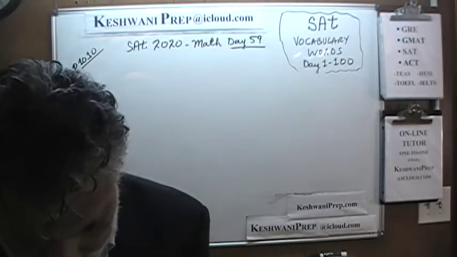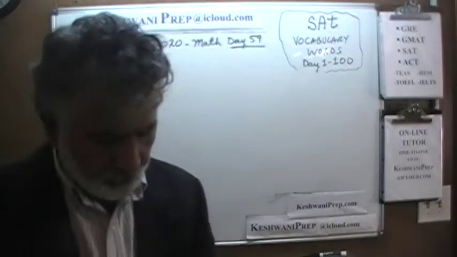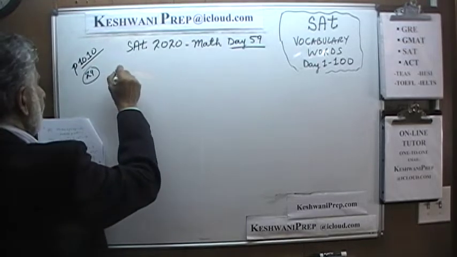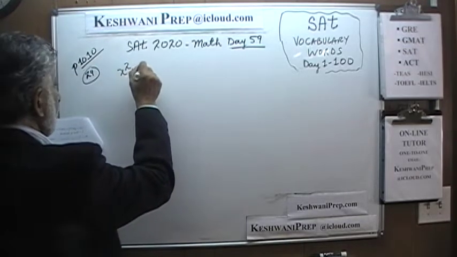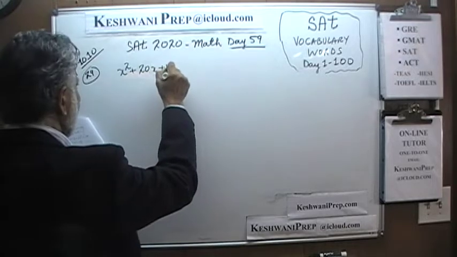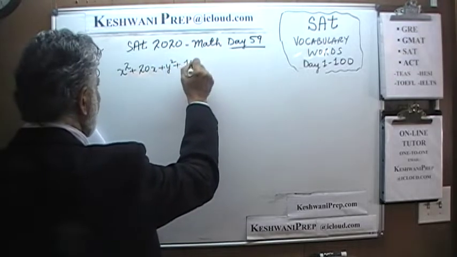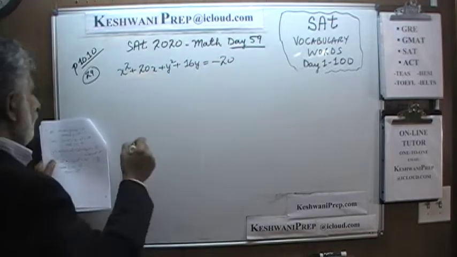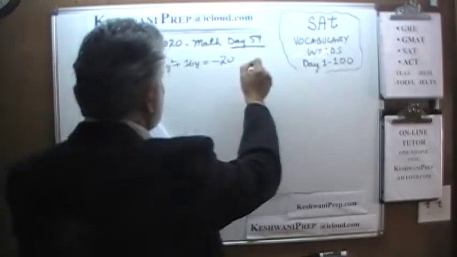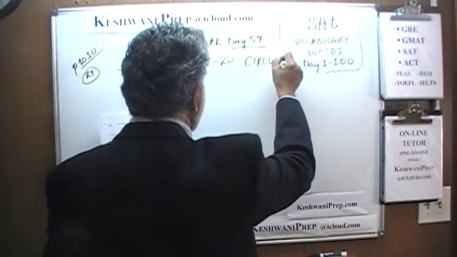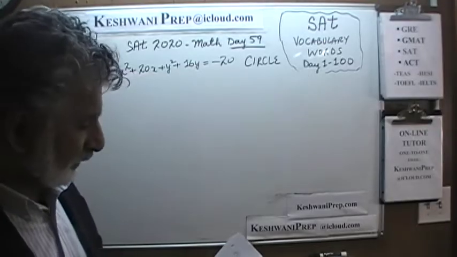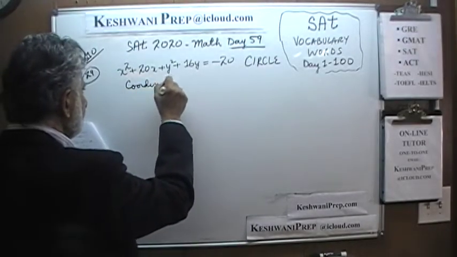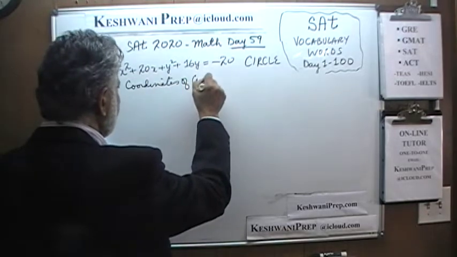Number 29, we are given this equation here: x squared plus 20x plus y squared plus 16y is equal to negative 20. And we are told that this is the equation of a circle. We don't have to be told that, we can clearly see that it's an equation of a circle. The question simply is, what are the coordinates of the center?